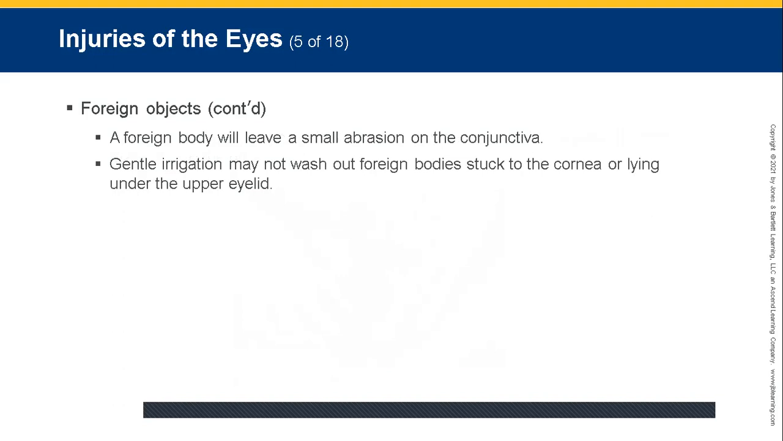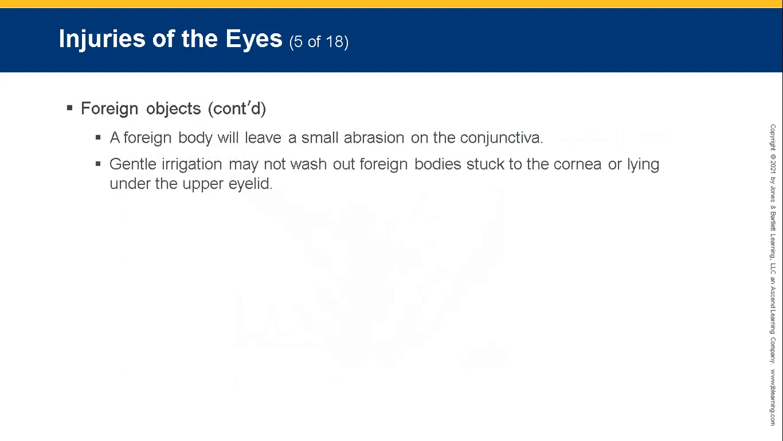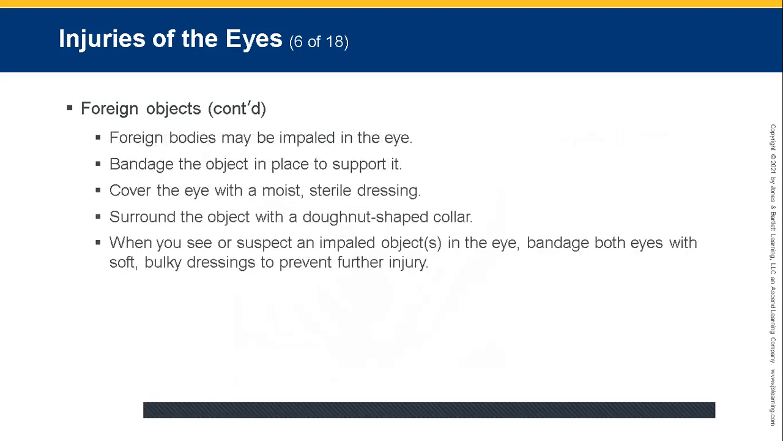Gentle irrigation may not wash out foreign bodies stuck to the cornea or lying under the upper eyelid. So you may have to use a Q-tip, wet the tip with some saline, and then use that Q-tip to get the foreign body. Foreign bodies may be impaled in the eye. Bandage the object in place to support it, and cover the eye with a moist, sterile dressing.